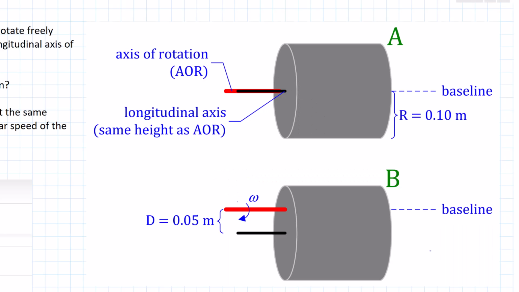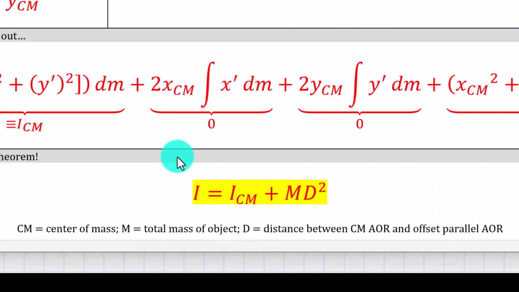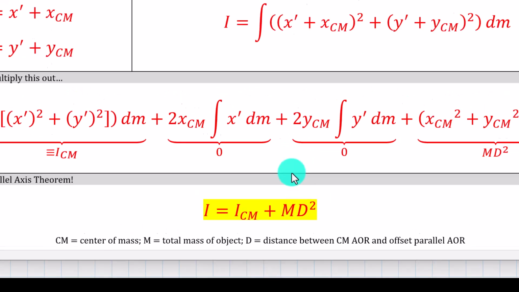Okay, so this is a job for the parallel axis theorem. Here's my derivation of the parallel axis theorem that I provide via my YouTube video lecture notes. I very closely follow the steps provided in the Halliday and Resnick textbook, and here's the parallel axis theorem. I_CM represents the rotational inertia about an axis of rotation going through the center of mass. M represents the object's mass, and D represents the offset distance between the center of mass axis of rotation and an offset but parallel axis of rotation.